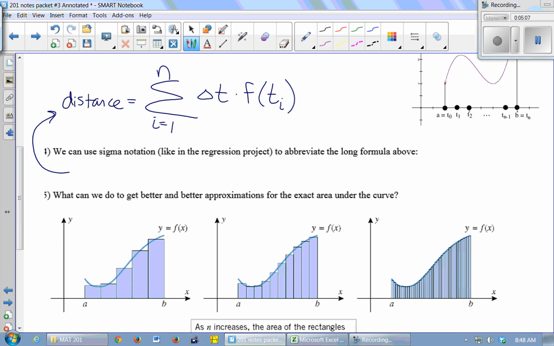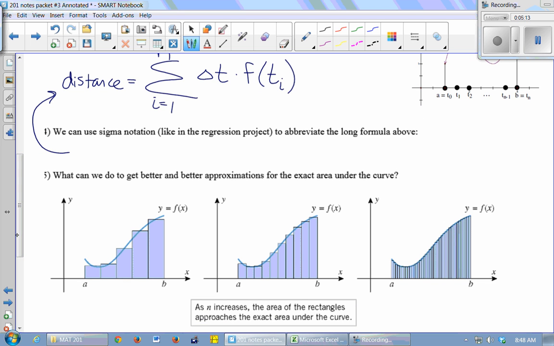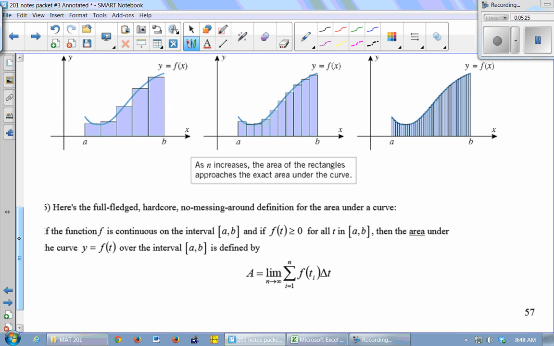So what could we do if we wanted to get a better and better approximation for the area under the curve? Okay, look at the pictures. Make the intervals smaller, right? Use more, skinnier rectangles to estimate the area. As n increases, that is the number of intervals you break a to b into, the area of the rectangles approaches the exact area under the curve. Like this last picture, I used a lot of really tiny, skinny rectangles, and it looks very close to the exact area under the curve. So the more rectangles, the better.